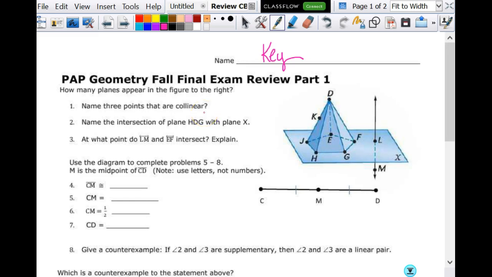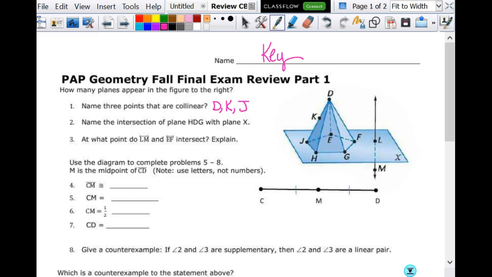It means I can draw one line through all 3 points at the same time. You don't necessarily have to see the line in here, but we do. So the only 3 collinear points we have here would be D, K, and J. To name a point, it's just a capital letter. And that's the answer to number 1.